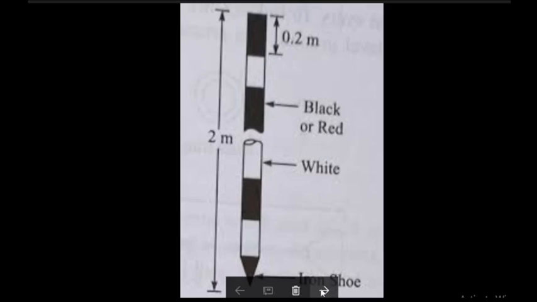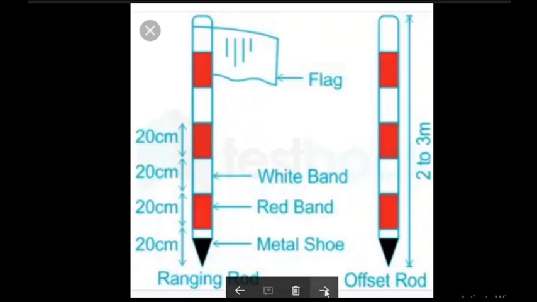We can have another one like this. One is black and white. We can have another one that is red and white. You can see this one here. So that is basically what we are talking about. You can see the total length that we are having here. Like I said earlier on, the length of the ranging pole could be 2 to 3 meters, while the diameter, that is from this side here to this side here, will be about 4 centimeters. So that is basically what the ranging pole is.